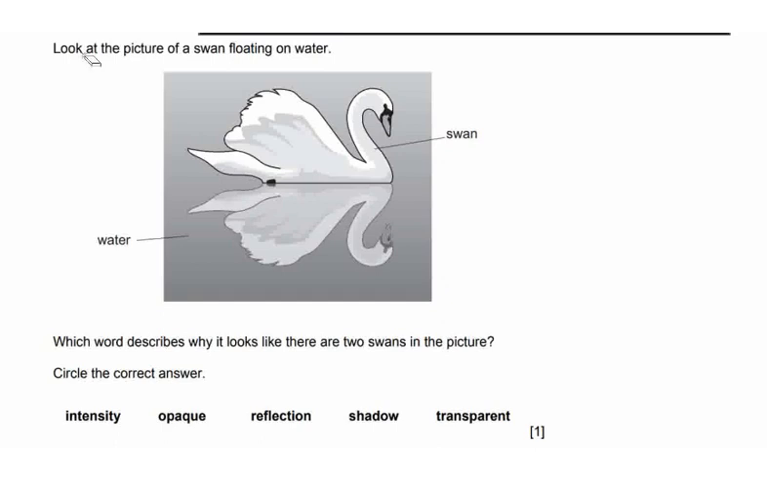Question number 3, look at the picture of a swan floating on water. Which word describes why it looks like there are two swans in the picture? Circle the correct answer. Is it intensity, opaque, reflection, shadows, or transparent?